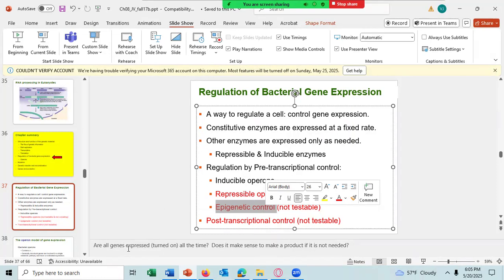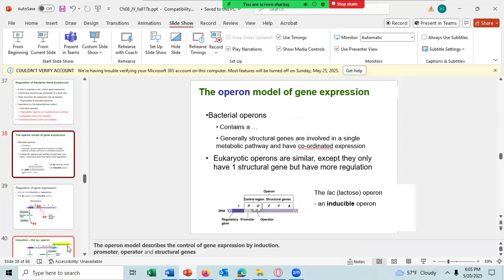So genes are not always turned on all the time. If the cell doesn't need that gene, it can turn that gene off. How the cell does that is using the operon. An operon model of gene expression is a gene, let me blow this up.